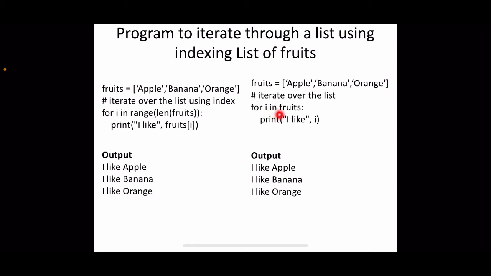Simply we can use this to print different items. So these are the different functionalities. Okay. So just to differentiate between how indexing can be used and how a for loop can be used to iterate over different items in a sequence, this program is used.